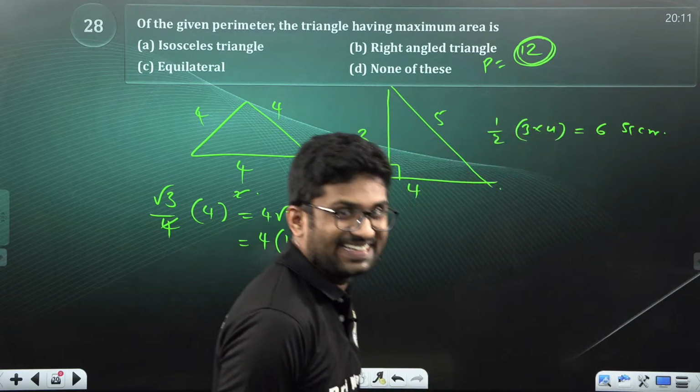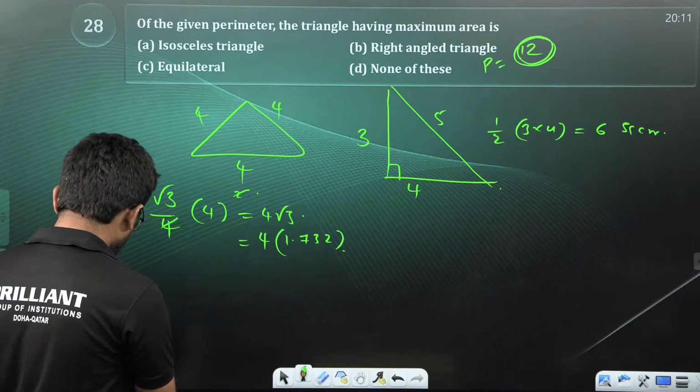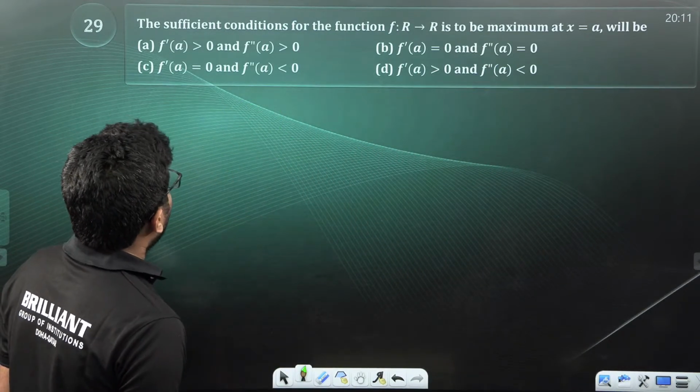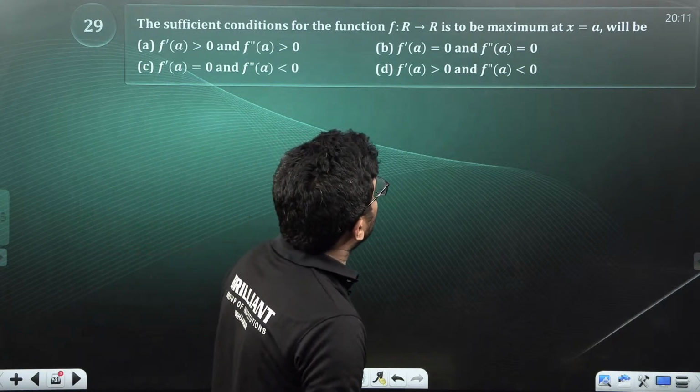Okay guys, moving to the next one. The sufficient conditions for the function to be maximum.